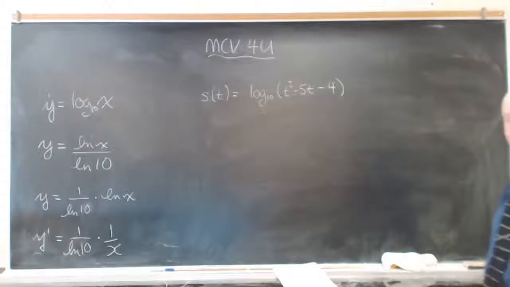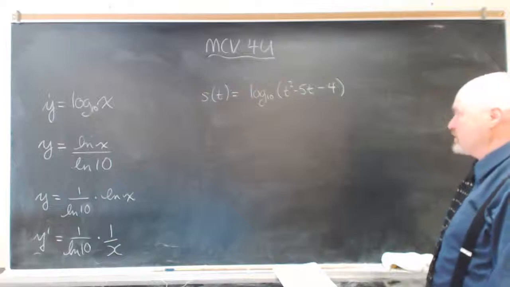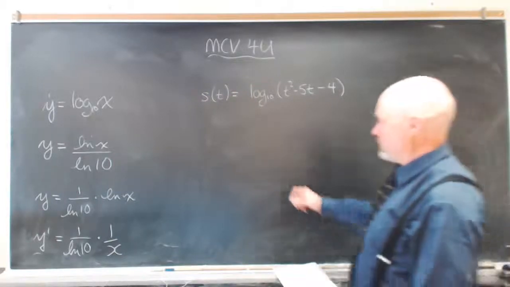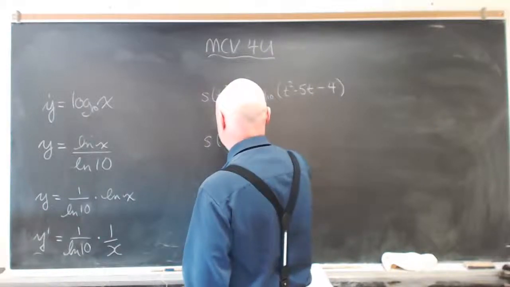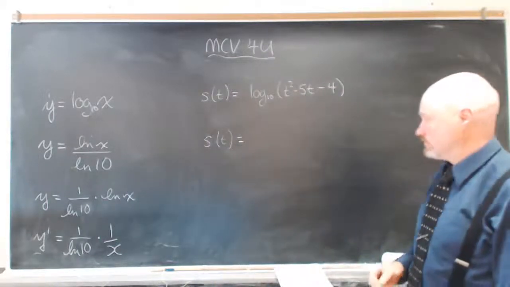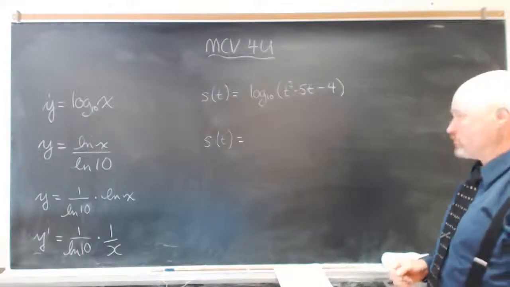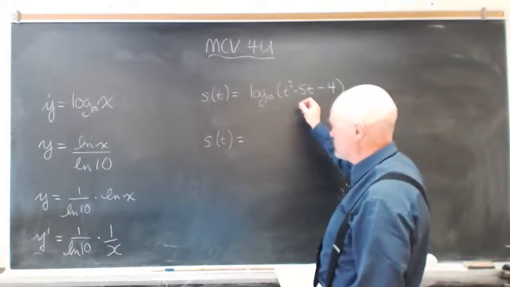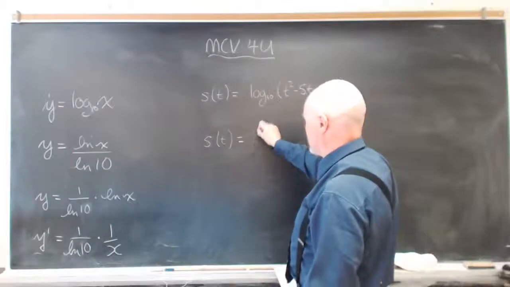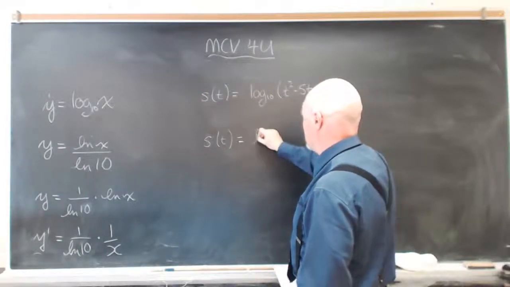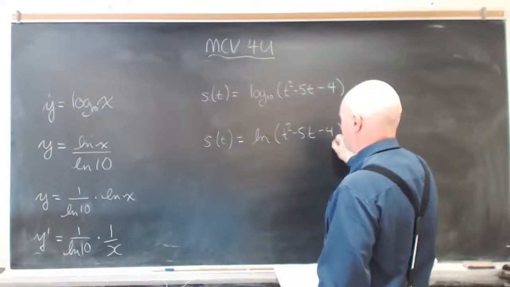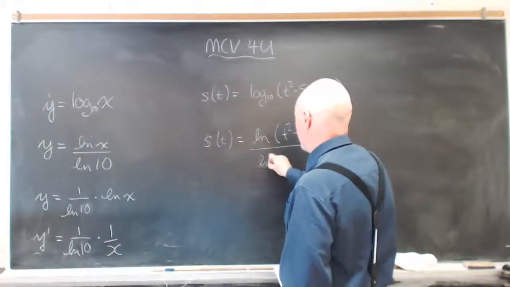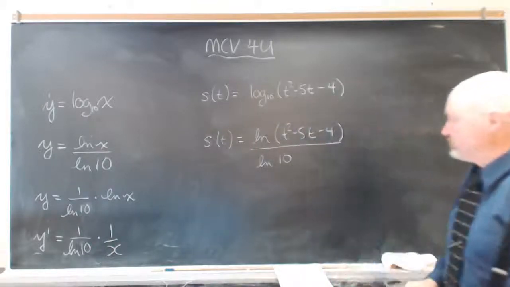All right. Back to something that's pretty easy again. Let's take the derivative. But let's change the base first. So it's a nice natural log. So this is going to be the natural log of t squared minus 5t minus 4 over the natural log of 10.